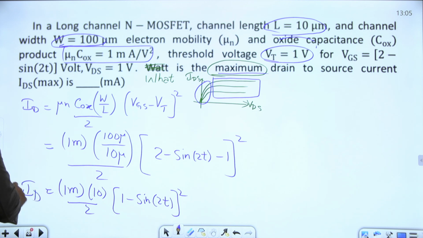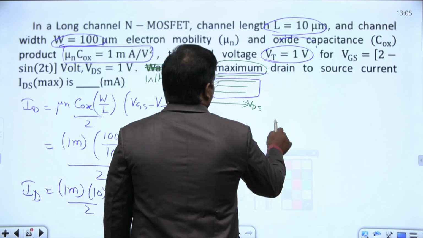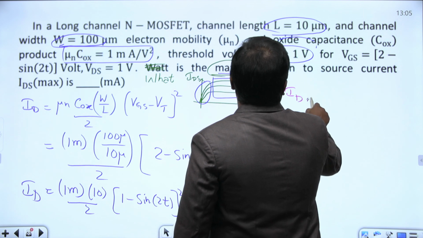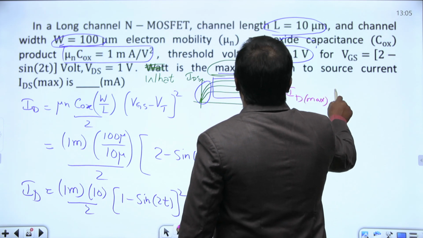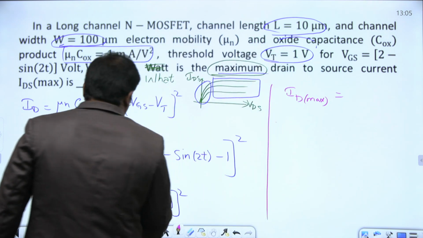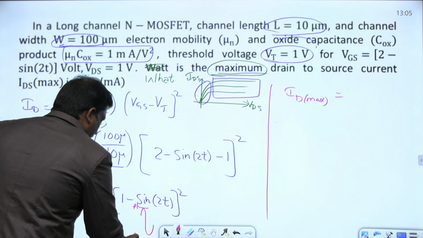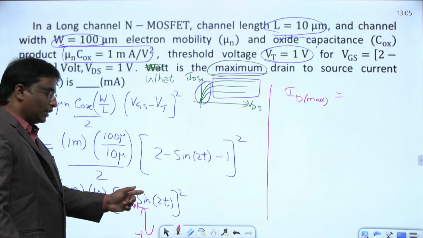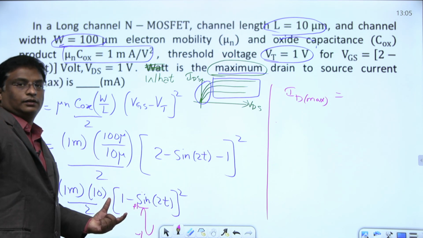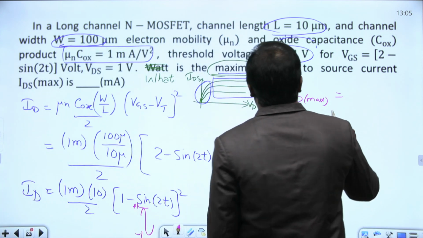That's all. And here they are asking us to write the maximum current, right? ID maximum. When will you get ID maximum? See here, the sine value lies between +1 and -1. If I take +1, 1 minus 1 is 0. If I take -1, minus of minus will become plus. So consider sin 2t as -1 in order to get the maximum current.